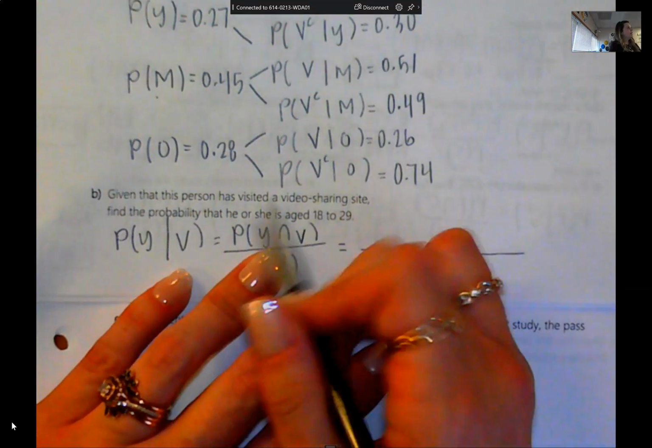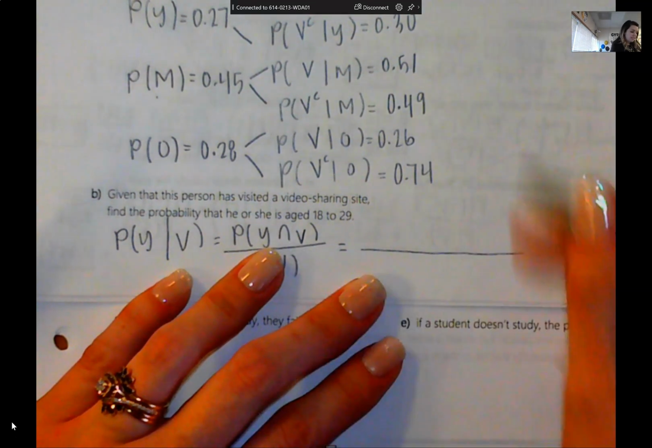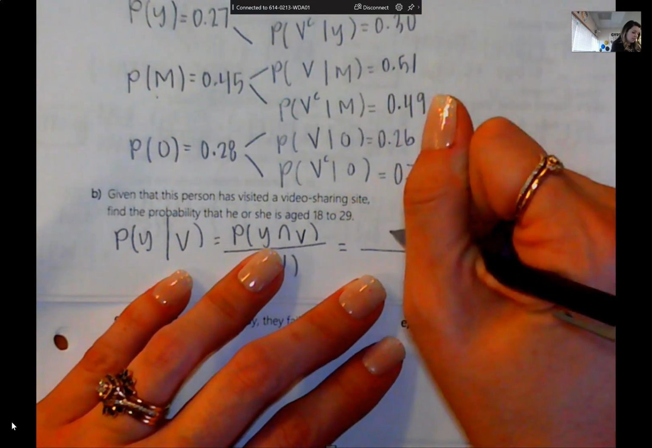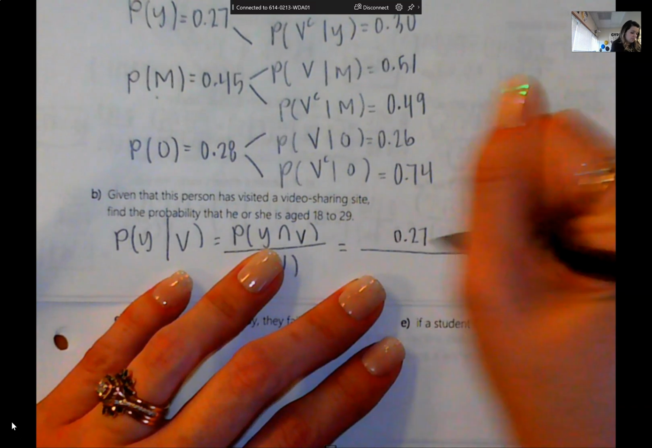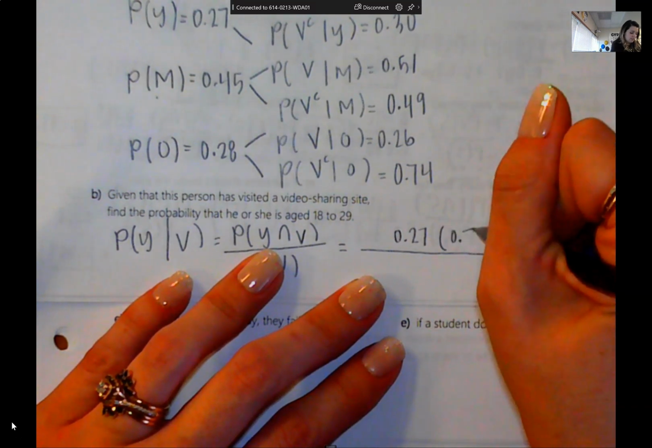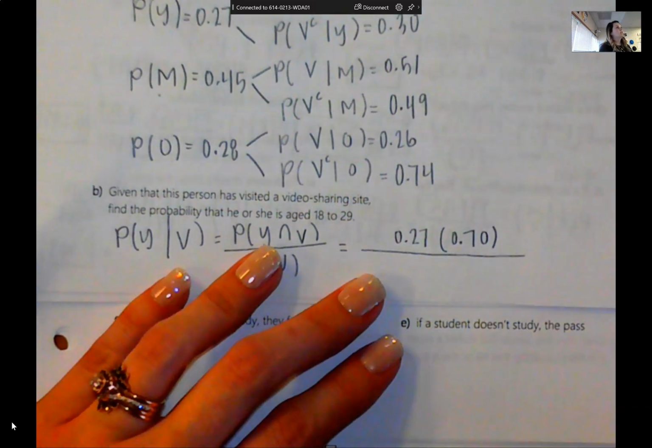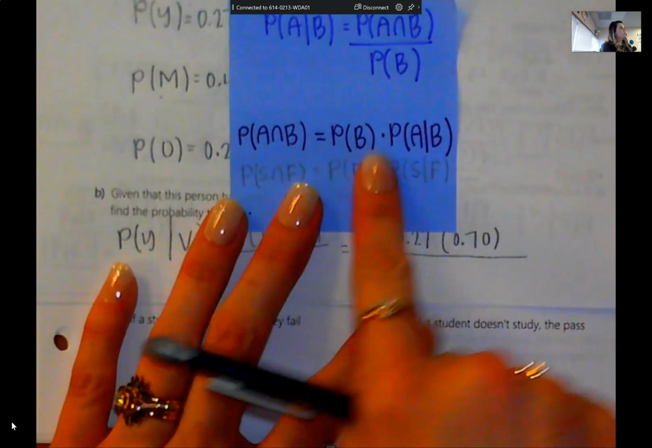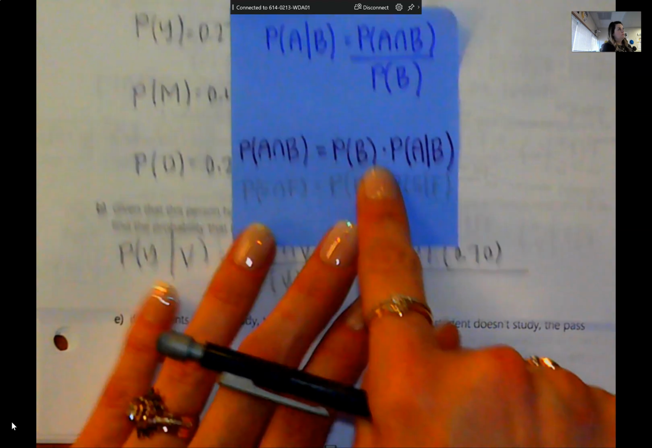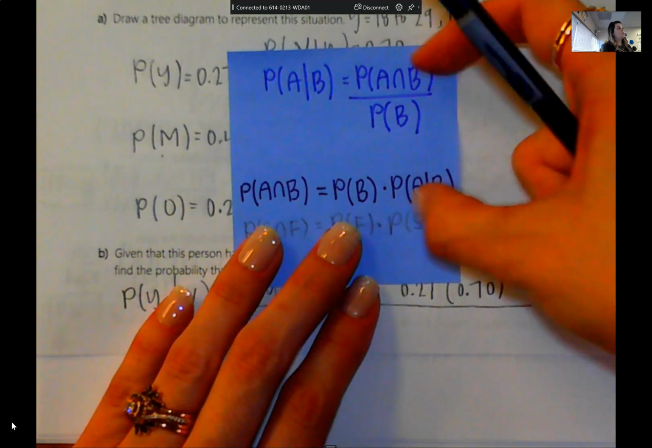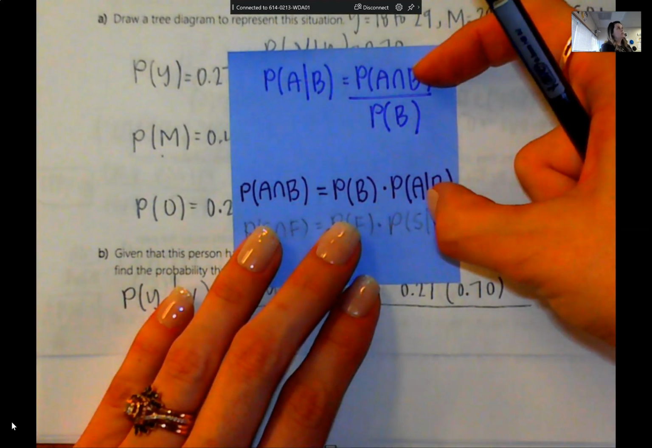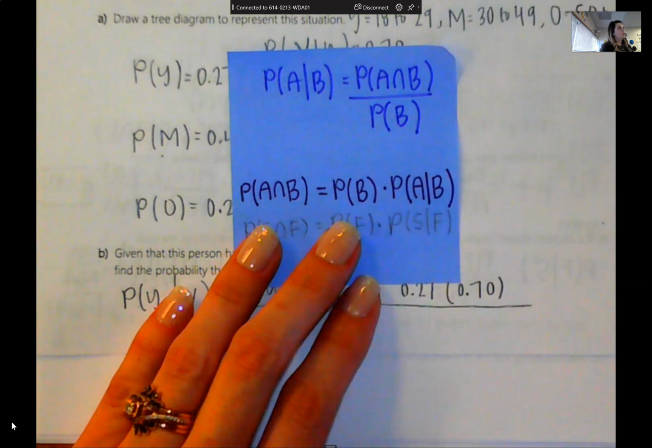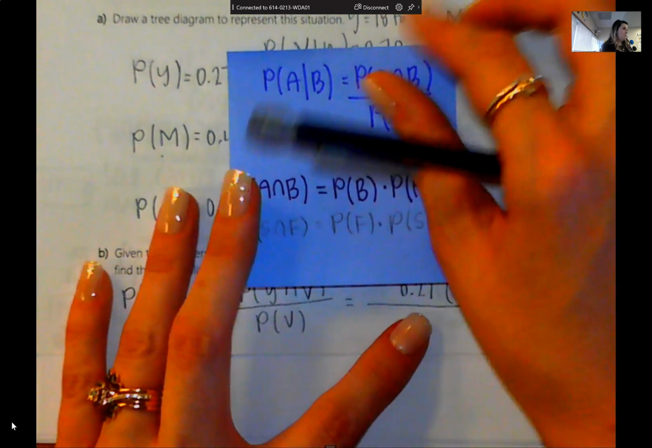So young and visited is easy. That's going to be 0.27 times 0.70. Are you guys okay with that one? Yes, because that's this formula. So these two formulas are the ones that you use throughout this whole assignment. It's either one or the other. Are we okay there? Okay.